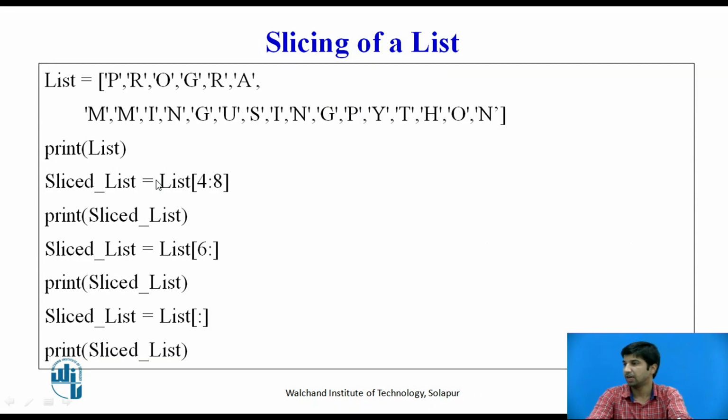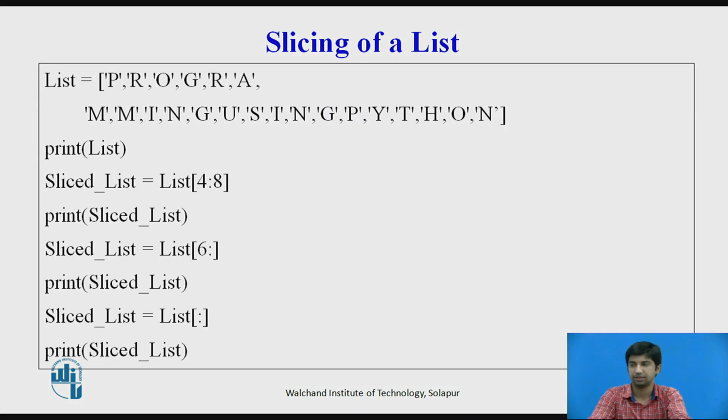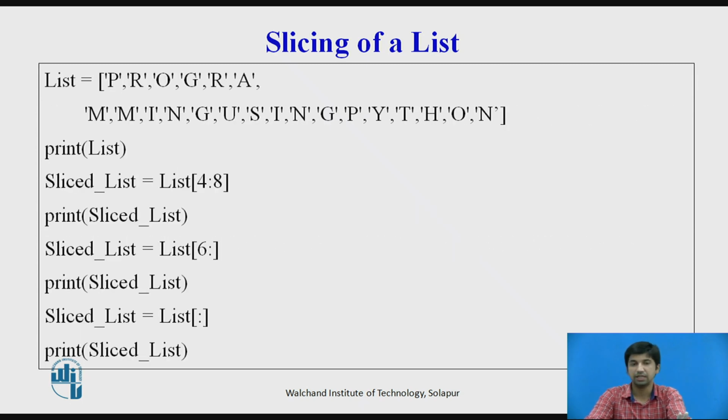Before that they have said print list. Now print slice list, then this will be RAM. Now list 6 colon, 0, 1, 2, 3, 4, 5, 6. Let's check the output. Ming using Python. It starts from 6. It's not the ending point, it's the starting point. Then slice list equal to this much, so all the characters will be printed on the screen.